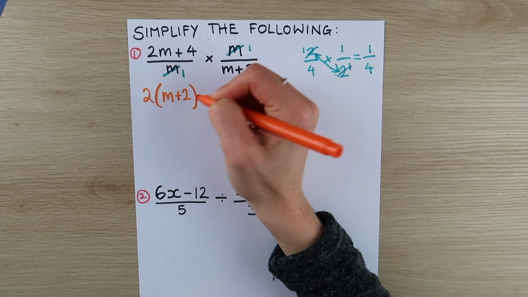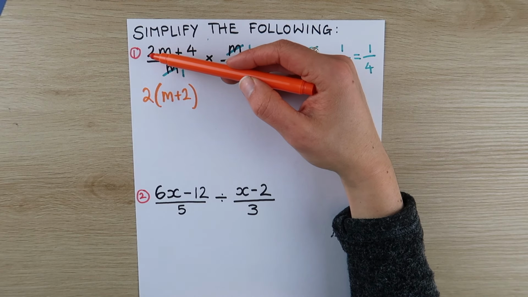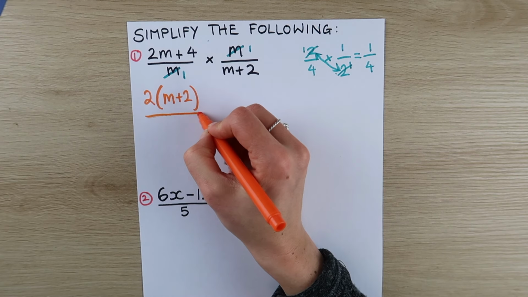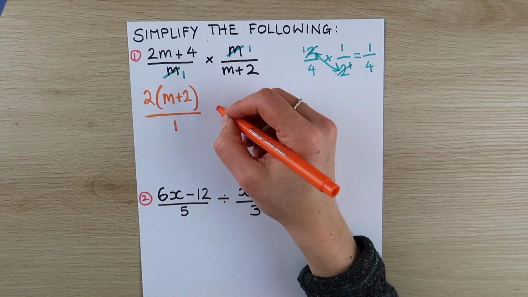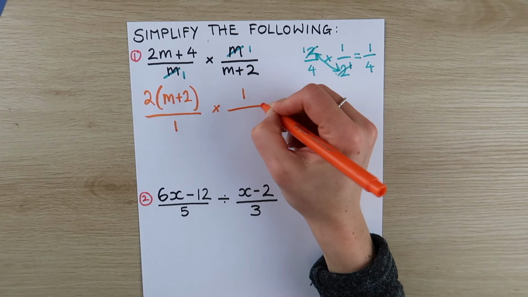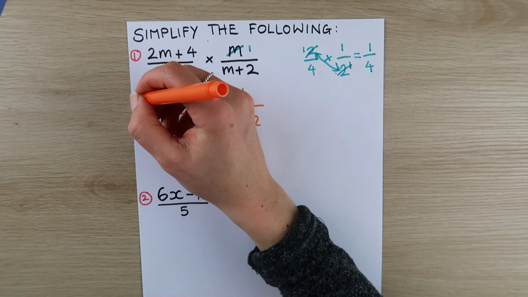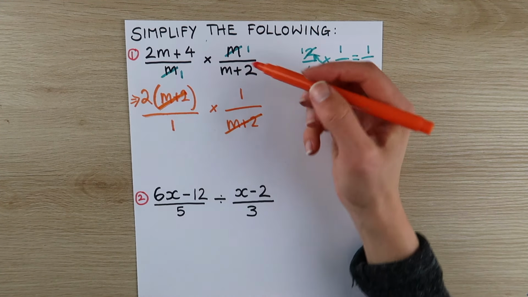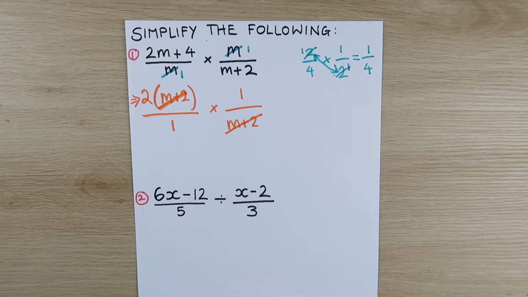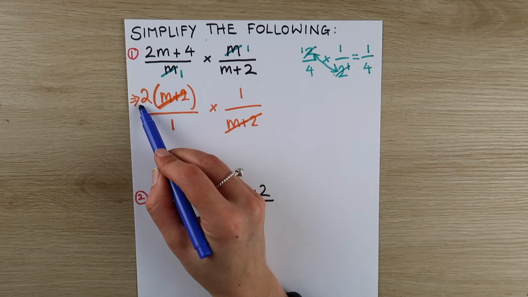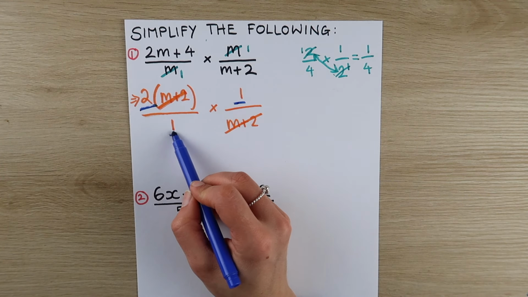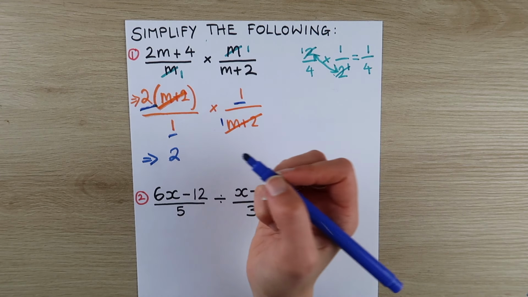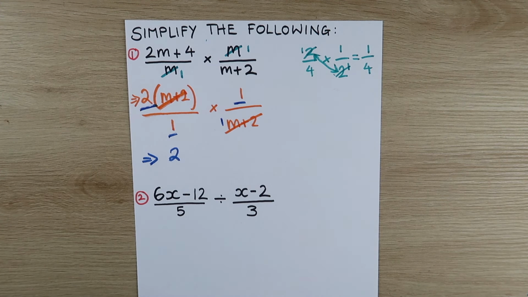2(m plus 2) is how I would factorize the top, because 2 is a common factor of both 2m and 4. Then this becomes over 1, like we just worked out, and then 1 over m plus 2. Now at this point, I can cross cancel m plus 2 because it's a factor of the top and a factor of the bottom. So then to finish this off, I multiply the top and the bottom, which becomes 2 times 1 over 1 times 1. So my answer is 2.